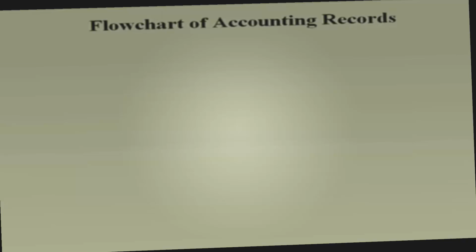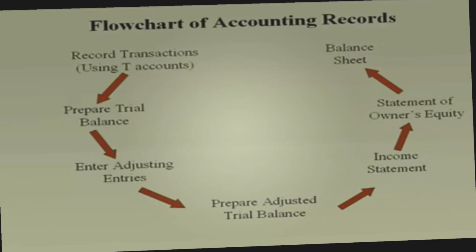So here's a flow chart repeating what I just told you. Initially, you record transactions using T accounts. Then you do the trial balance. We did that before. Now, after doing the trial balance, you realize that there are certain things you omitted or forgot which should be included. These are called adjusting entries. They're actually correcting entries. So you enter those, and then you redo the trial balance, and the trial balance is now called adjusted trial balance. Now you're done. From your trial balance, you do an income statement, statement of owner's equity, and balance sheet.